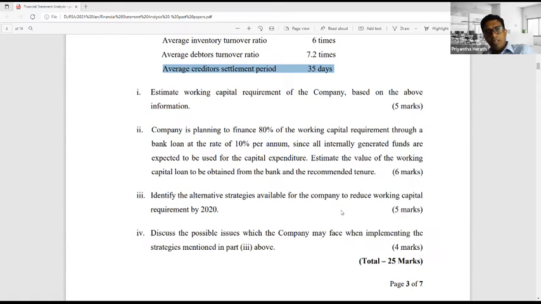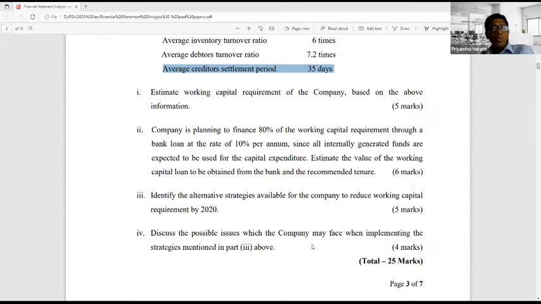So likewise, there are strategies, but remember, don't write reduce debtors, reduce inventories, and increase creditors. Those are not strategies; that's the outcome that you want to achieve. With regard to creditors, you can renegotiate with suppliers for an extended credit period, and you can find alternative suppliers who are willing to offer a more extended credit period. So these are possible strategies. For 5 marks, you don't need to write essays.